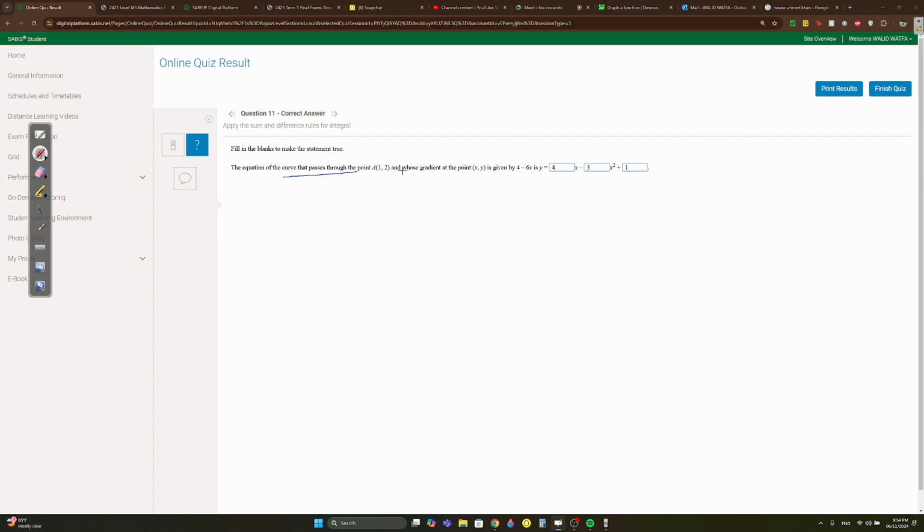Here they're saying the equation of the curve that passes through the point a comma 1 to a1, comma 2, and the gradient is given by 4 minus 6x is y. When we say the gradient of a curve, what does that mean? We're talking about y prime. So they gave us y prime is equal to 4 minus 6x. How do you find the y, guys? You integrate, oh my god, integral y prime dx, because it's in terms of x.